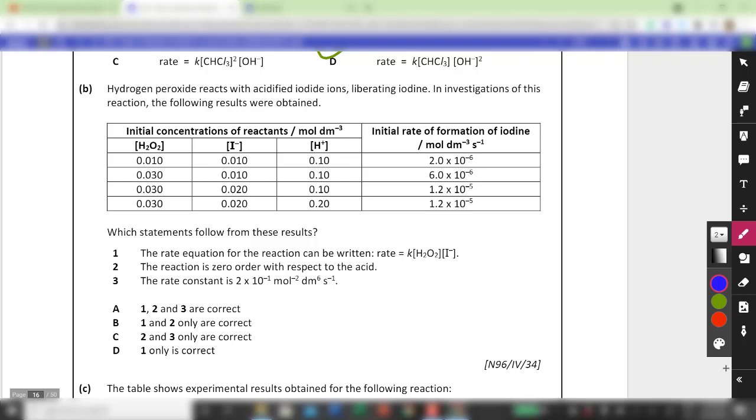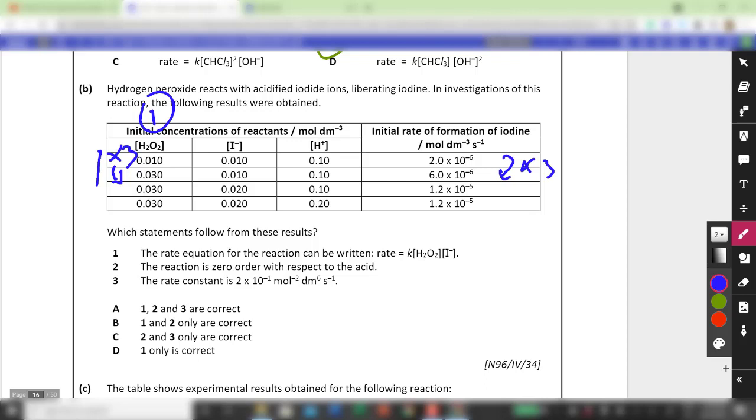For the first 2, you notice that the concentration of iodide and H plus are kept constant, and then you triple the concentration of H2O2. So this triples, and you notice that your initial rate triples as well. So the order of reaction with respect to H2O2 is actually 1. So there's no issue in this.